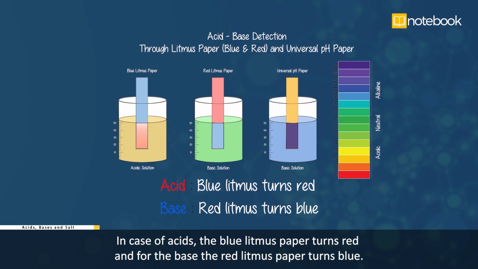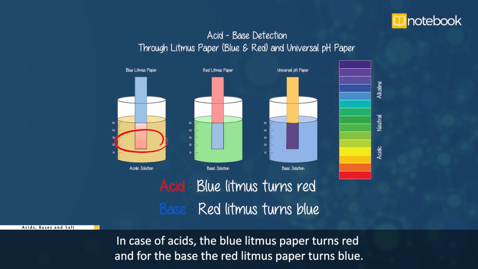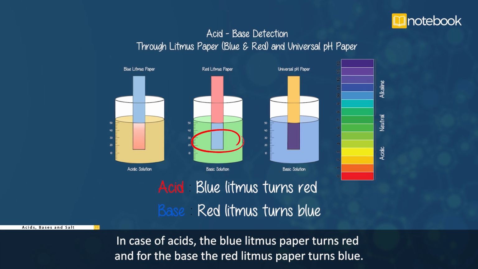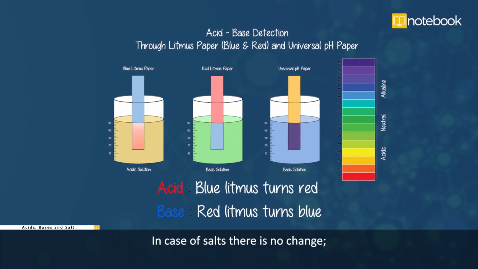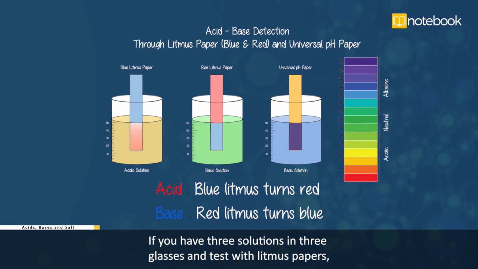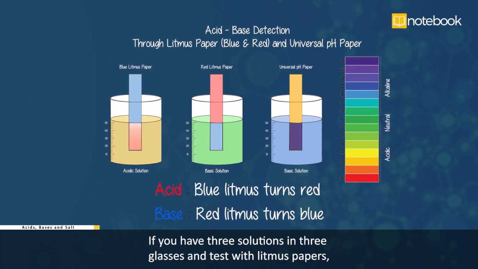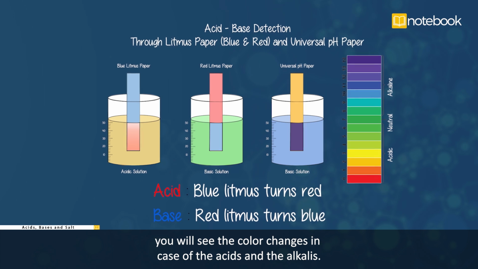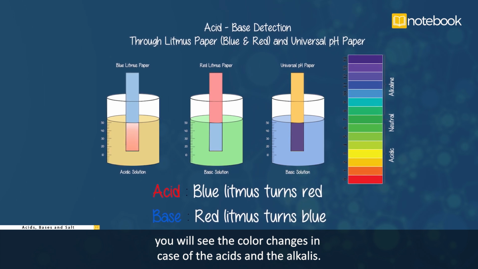In case of acids, the blue litmus paper turns red, and for the base, the red litmus paper turns blue. In case of salts, there is no change. If you have 3 solutions in 3 glasses and test with litmus papers, you will see the color changes in case of acids and alkalis.